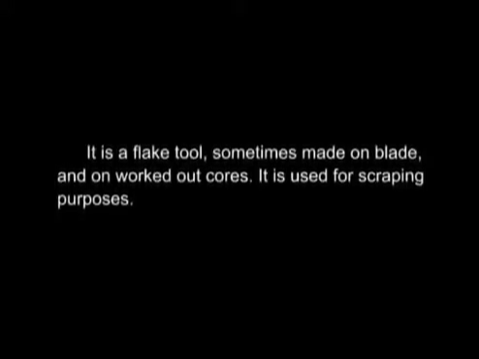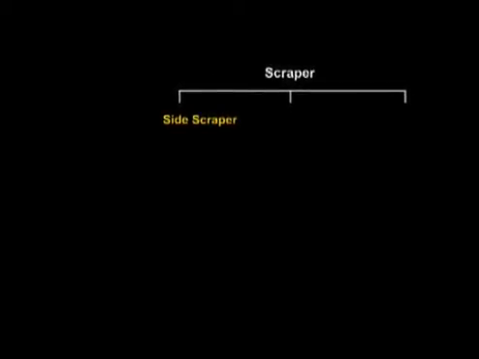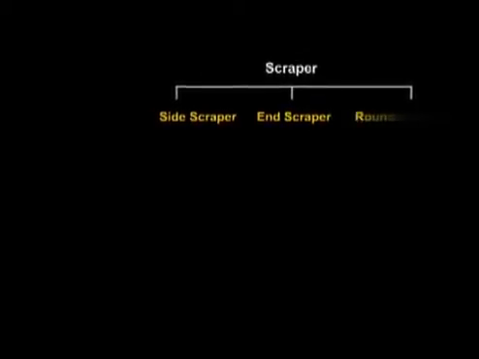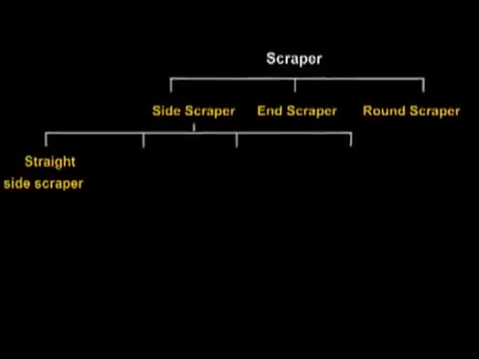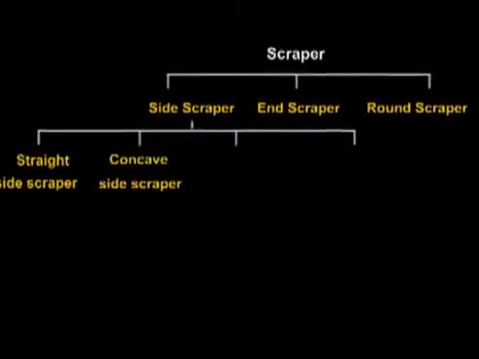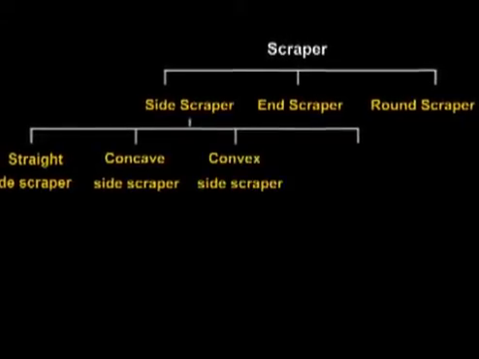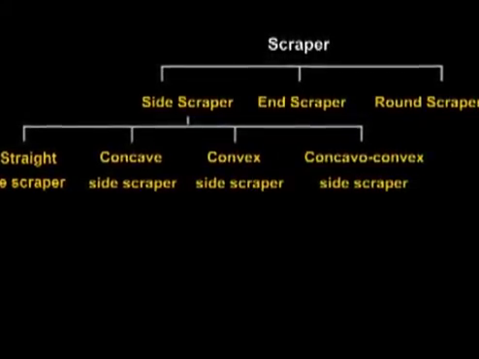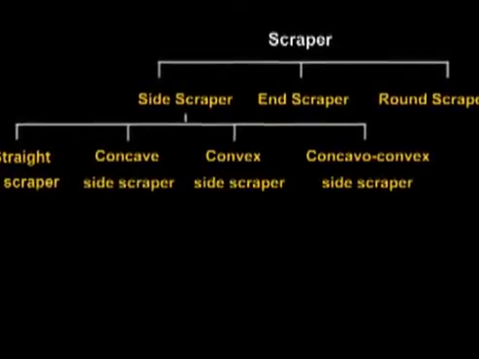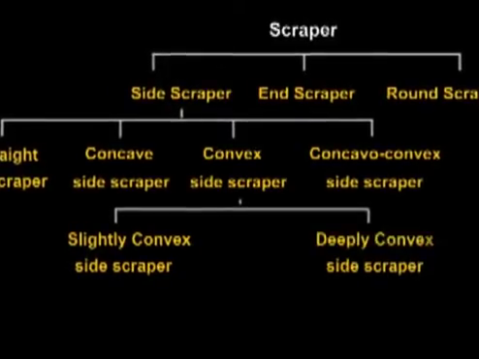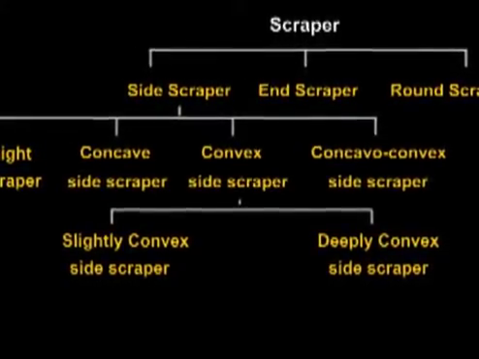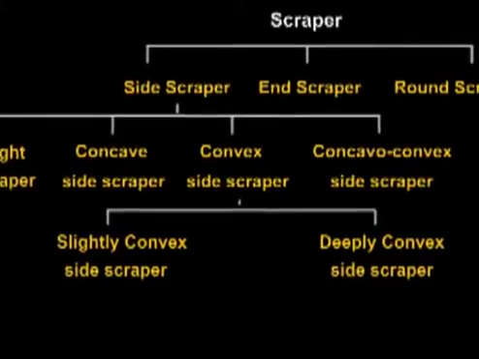According to the nature of the working edge, this type is further subdivided into three types, that is end scraper, side scraper and round scraper. The side scraper has four subtypes, that is straight side scraper, concave side scraper, convex side scraper, and concavo-convex side scraper. And the convex side scraper has two varieties, that is slightly convex side scraper and deeply convex side scraper.